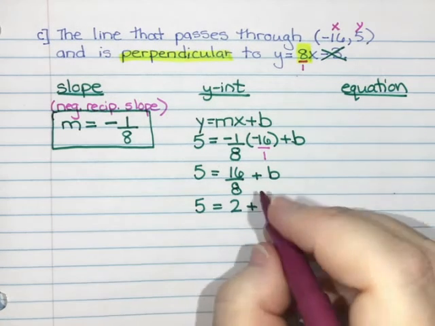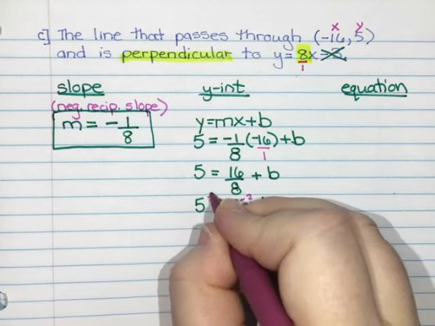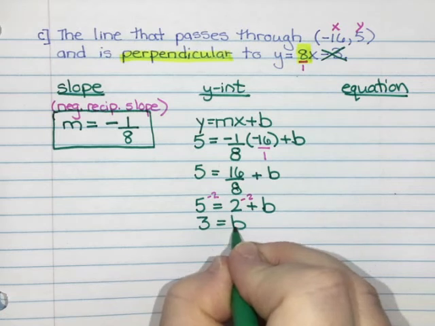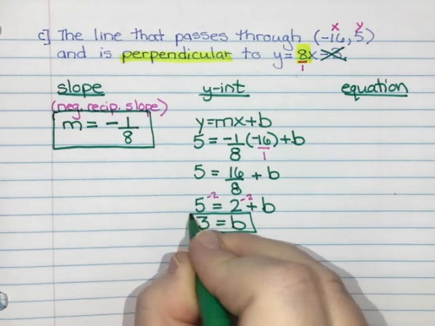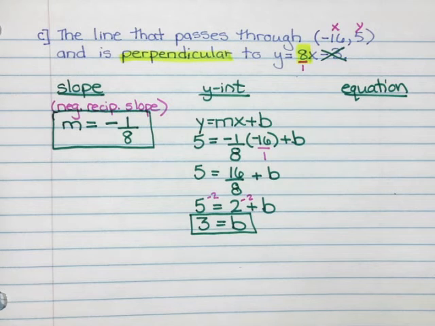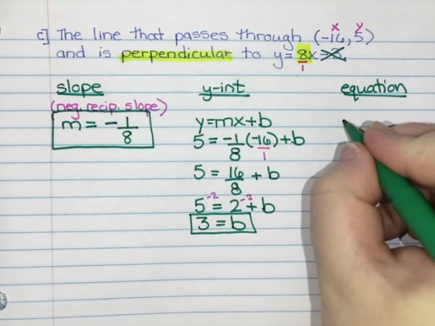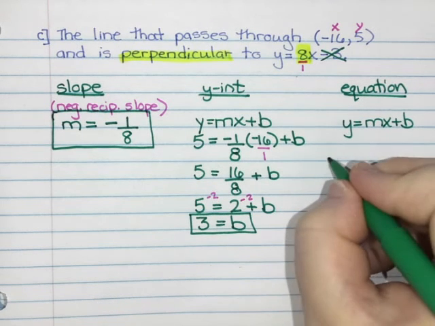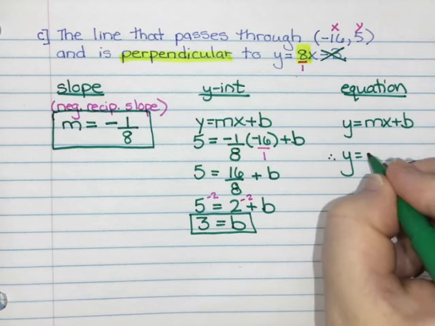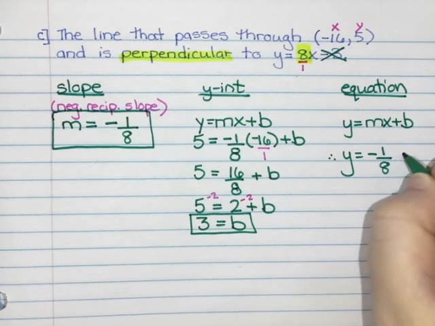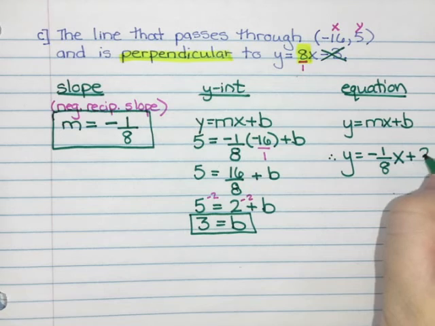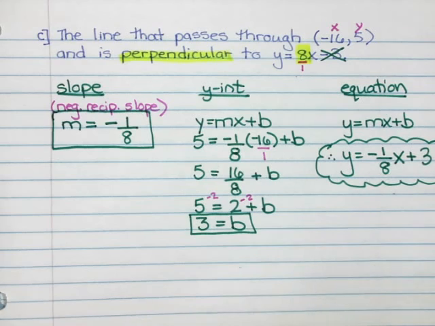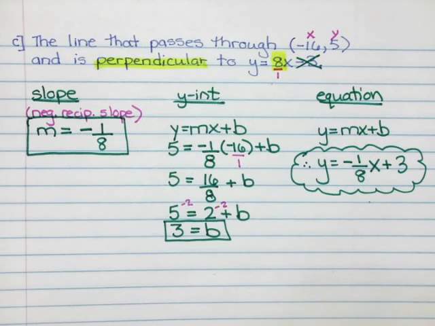Then we are going to finish solving for b by subtracting 2 from both sides. So 5 take away 2 is 3. So we have a y-intercept of 3 and a slope of negative 1 over 8. Our final equation is going to be y equals mx plus b, so y equals negative 1 over 8 x plus 3. And that's the equation of our line.